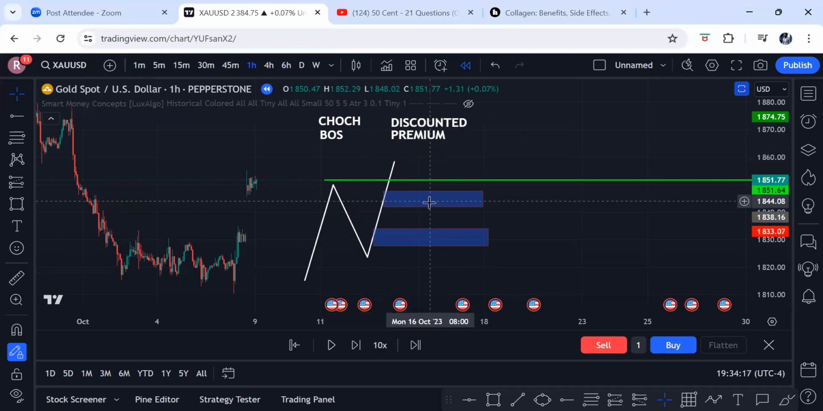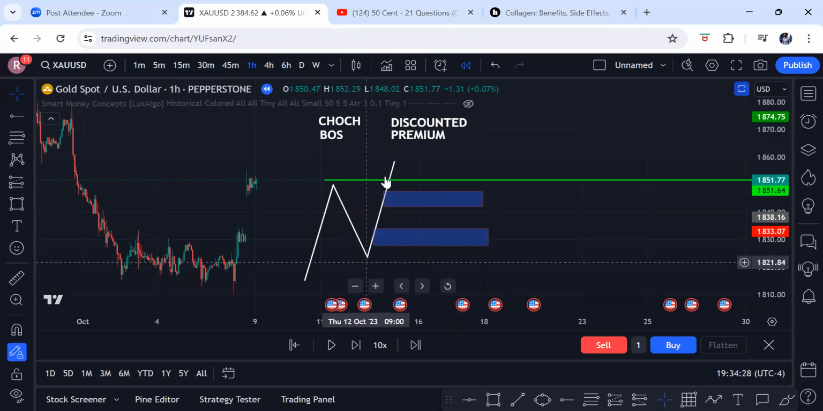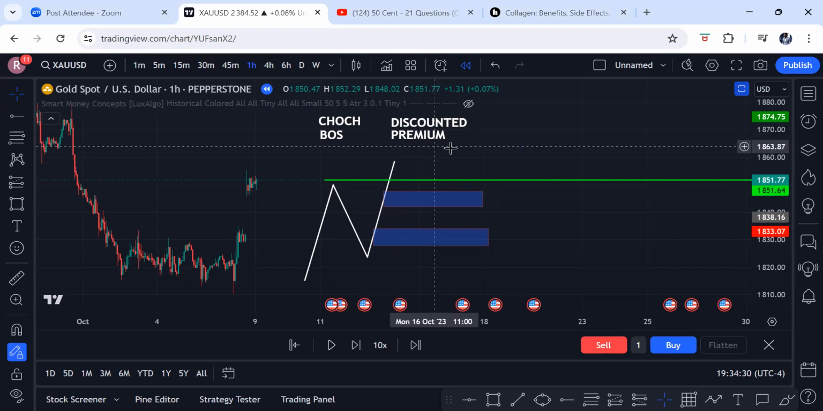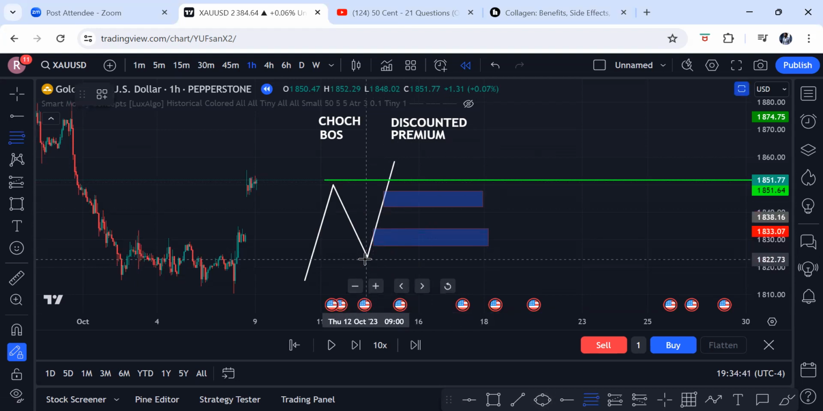And then two, let's say, for example, we have two areas of imbalance as price pushed up. We want to look at the imbalance that's within the discounted price if we are buying, and if we are selling, we want to look for the imbalance that's in the premium prices. How are we going to identify that? By utilizing the Fibonacci retracement tool. If we are buying, we go from low to high. If we are selling, we go from high to low.